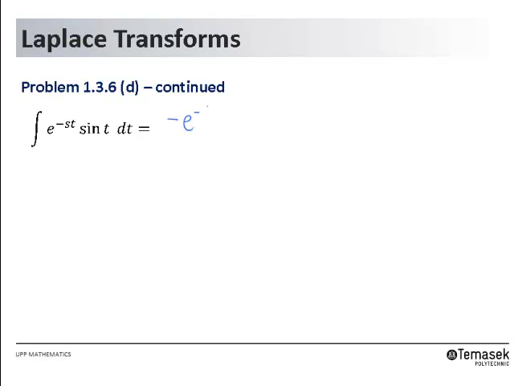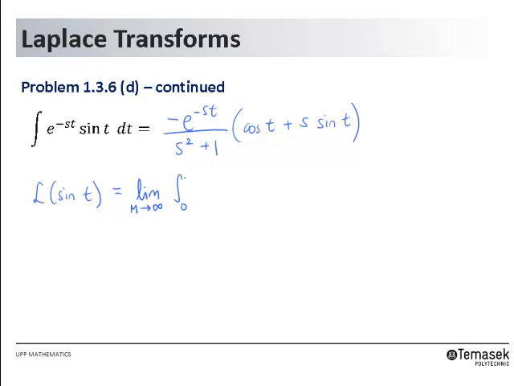Simplifying algebraically, we will find the integral of exponential negative st sine t dt as follows: negative exponential negative st over s squared plus 1, multiplied with cosine t plus s sine t. Hence, we shall continue to find the improper integral, that is, to find the Laplace of sine t, which will be, let us rewrite the definition that we started with.